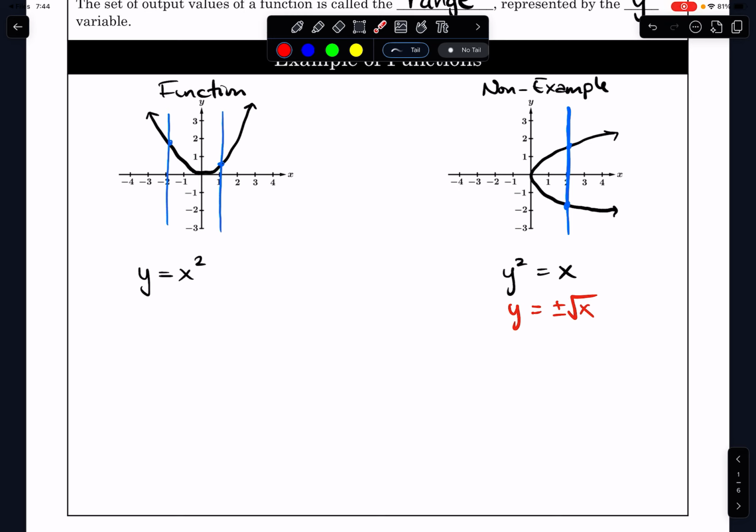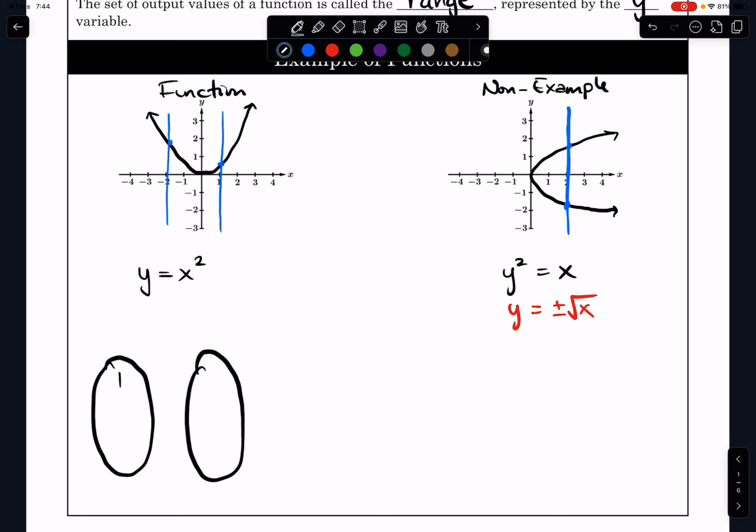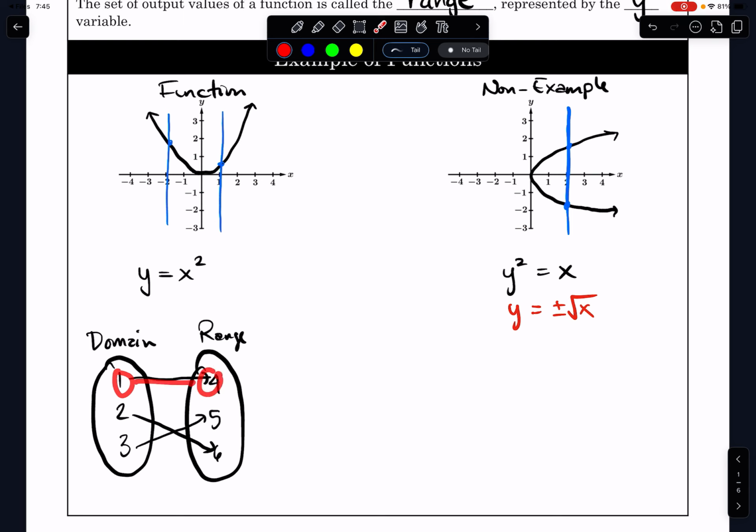Another example of this is that we look at a table of values. Let's look at it from the point of view of a mapping, like a table of input values. If I have the input values of 1, 2, 3, and the output values of 4, 5, 6, so this is our domain, and this is our range, this right here would be an example of a function, because every input value, 1, has only one output value, 4, 2 maps only to 6, and 3 only maps to 5.